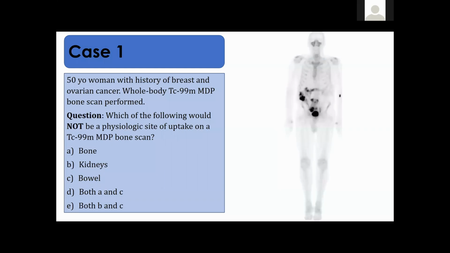Okay, this is the first case. This is a 50-year-old woman with history of breast and ovarian cancer. The bone scan of the patient has been performed. The question is, which of the following would not be a physiologic site of uptake in the study?